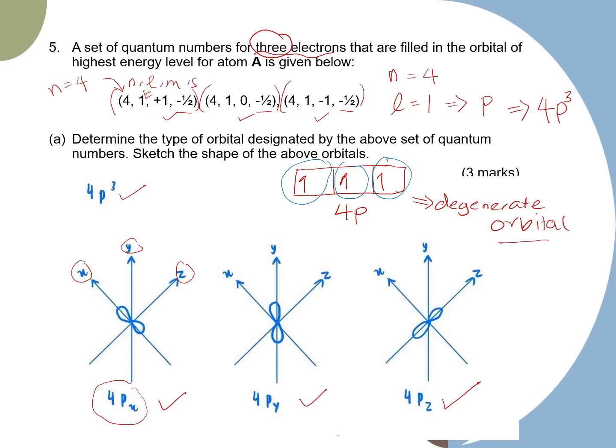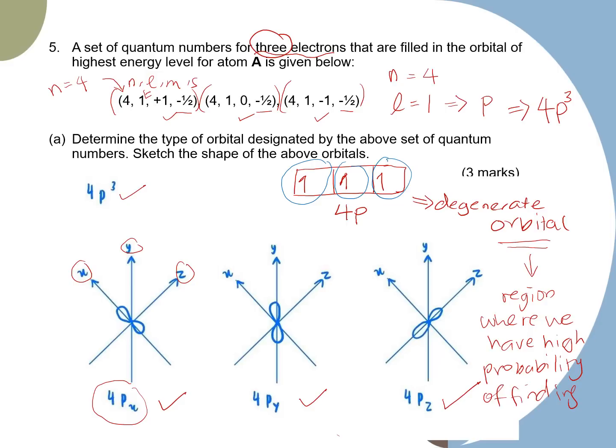What is an orbital? Orbital is the region where we have high probability of finding an electron. Where we can find the electron, it is in the orbital. So it is the region, kawasan, where we can find the electron. So maybe the electron is here, maybe it is here, we don't know. So we do not draw the electron, we draw the shape of the orbitals, the region where we can find the electron.